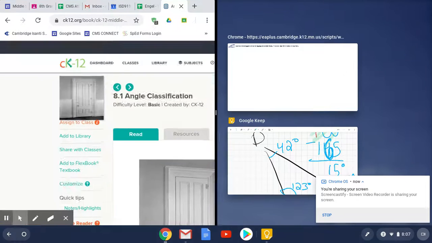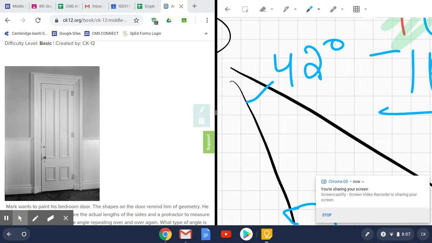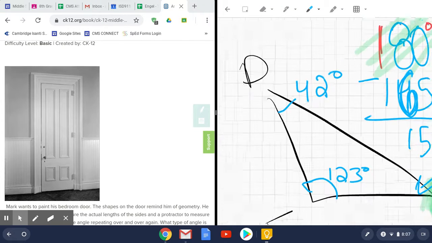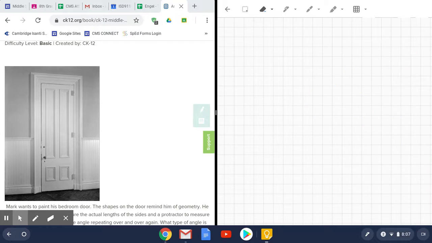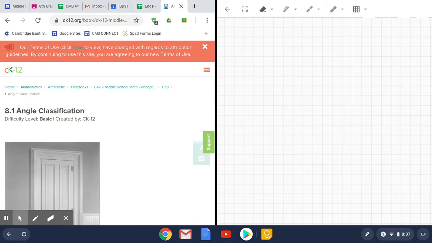We're going to continue with our textbook. And today, instead of talking about algebra, we're actually going to move on to a little bit of geometry. You guys, this might be review for the majority of you. We're going to be talking about angle classification today.